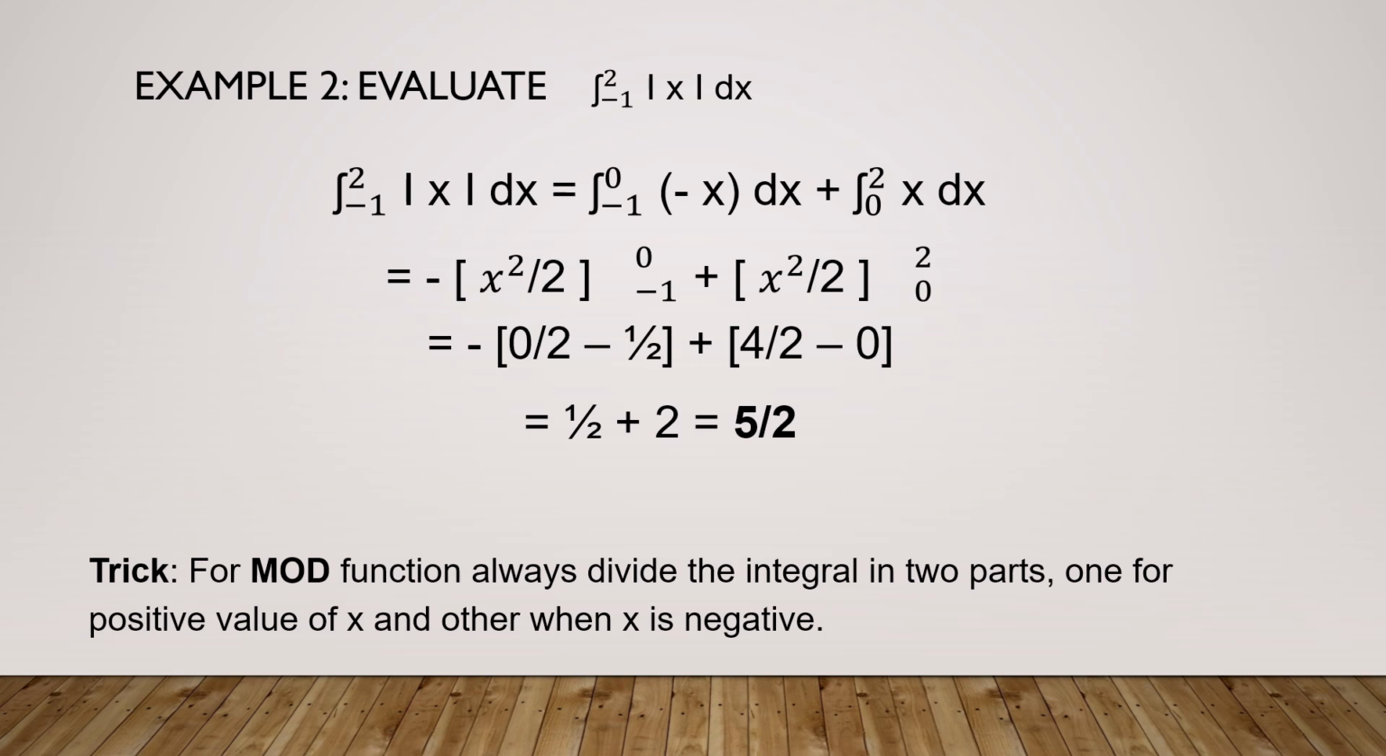In this we are using the property that integral a to b f(x) dx is equal to integral a to c plus integral c to b. Correct? So over here minus 1 to 0. That means here mod x will take the value minus x. You know that for negative. And for positive, it will take the value x. So for 0 to 2, it will be integral of x dx. Obviously, you know minus x integral is minus of x square by 2 and x integral is x square by 2. Put the limits and now you know how to evaluate definite integral. Upper limit value minus the lower limit value. So this will give you the answer 5 by 2.